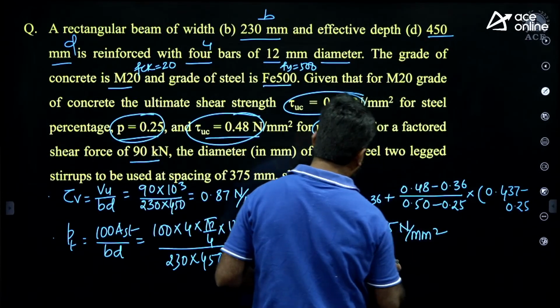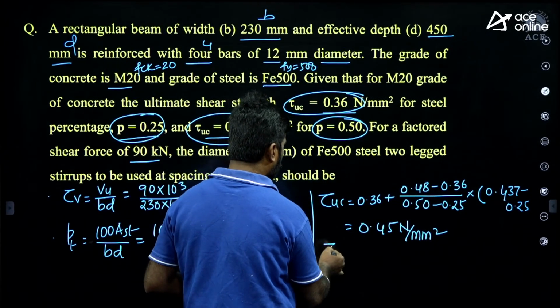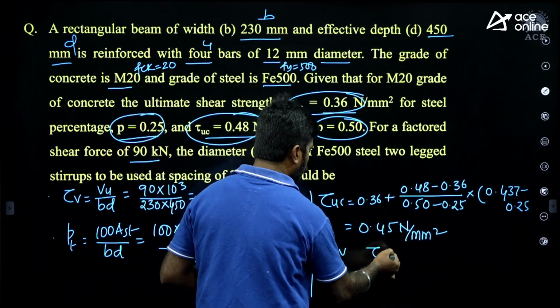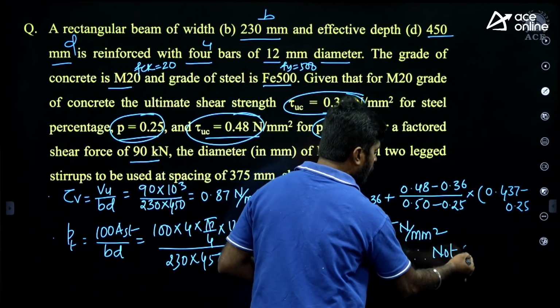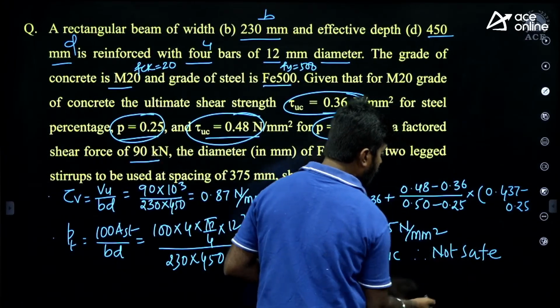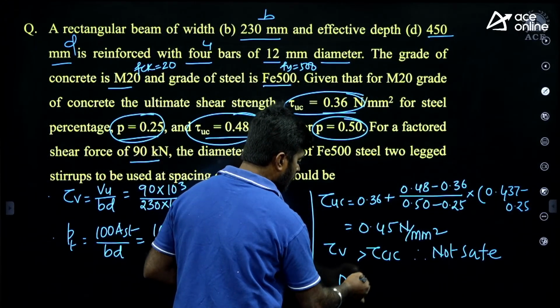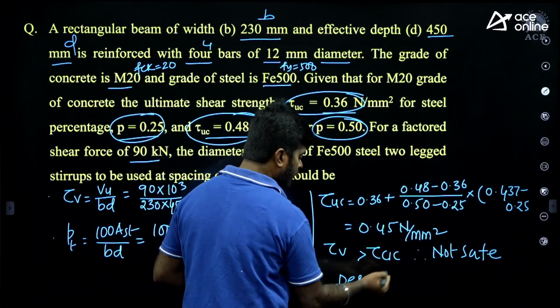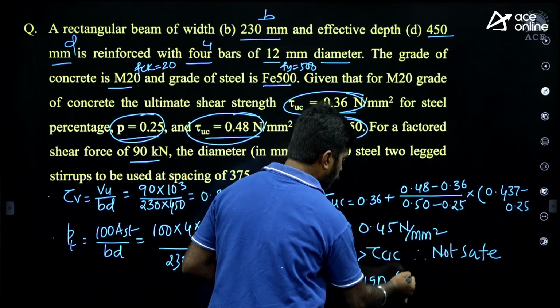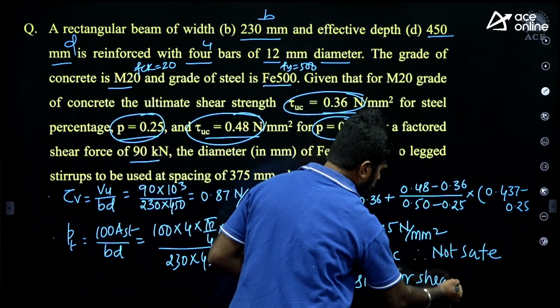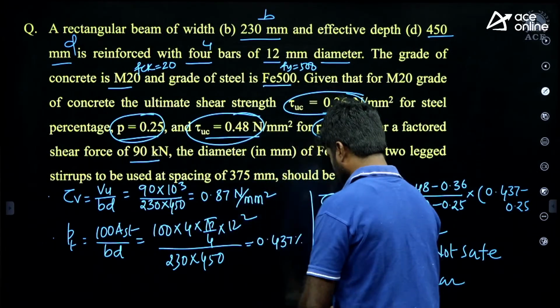Okay, my dear, compare tau V and tau C, tau UC. Tau V greater than tau C, not safe. If it is not safe, then what to do? If it is not safe, let us design for shear. Means we need to find out the diameter based on design shear reinforcement. Design for shear. Yes, move to next slide.